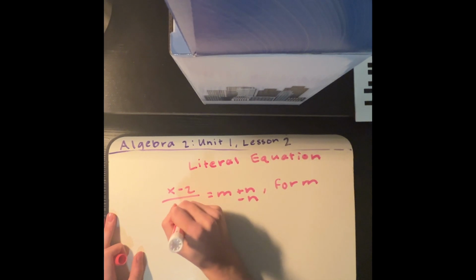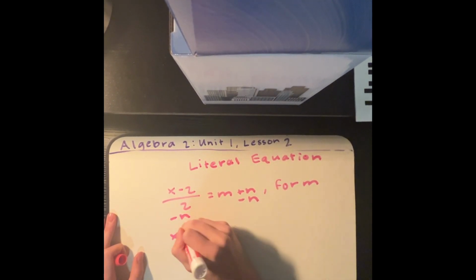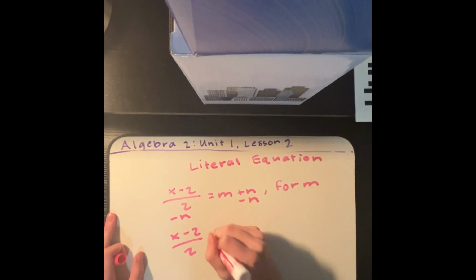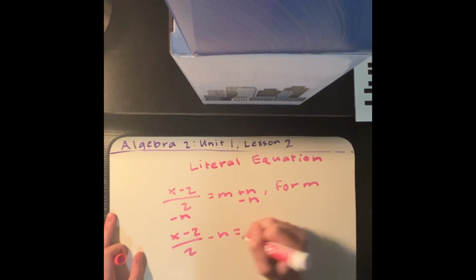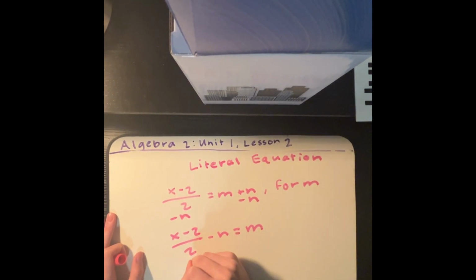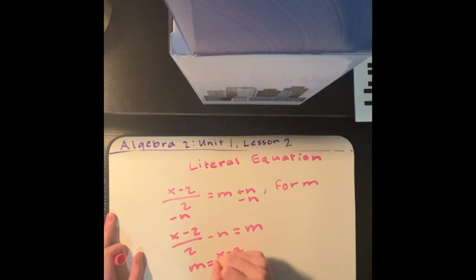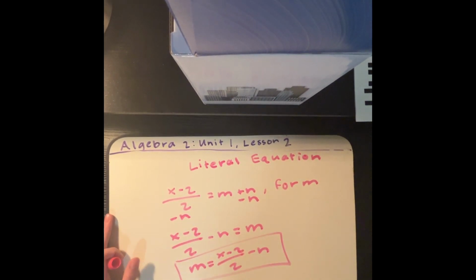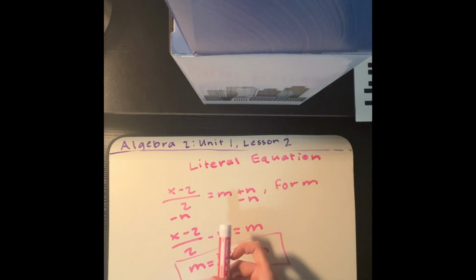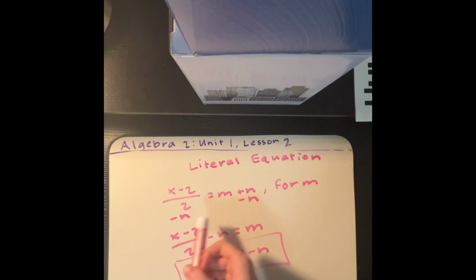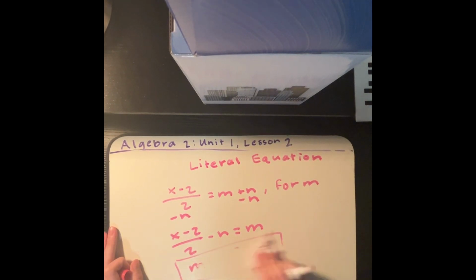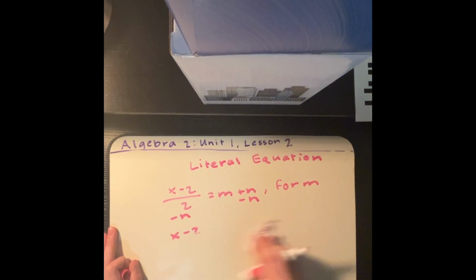All I have to do is subtract n from both sides, and this would look like this: (x minus 2) over 2 minus n is equal to m, or you could write it m equals (x minus 2) over 2 minus n. Either answer is acceptable, but that is how to solve literal equations. And obviously with n, it would be the same except subtracting m, but it would look the same because this one is a simpler one.